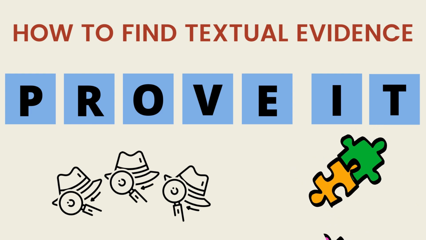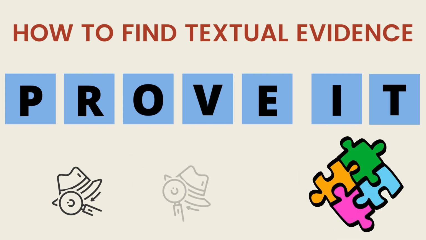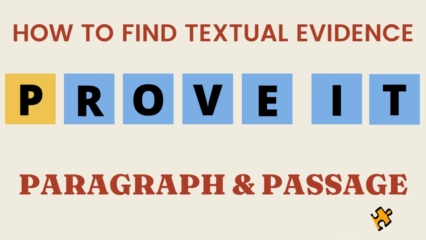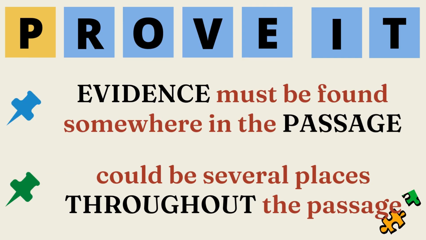Now, let us see if we have the same answers. The first one is P, which refers to paragraph or passage. Did you get it right? Now, how do we do that? This means that your evidence must be found somewhere in the passage, and this particular paragraph found in the passage could be used to support your opinion, your beliefs, or interpretation of that particular text.